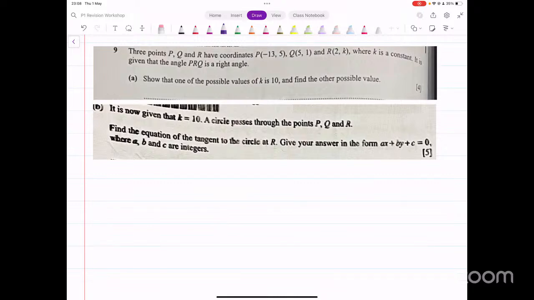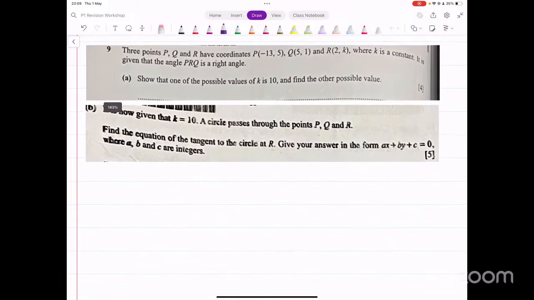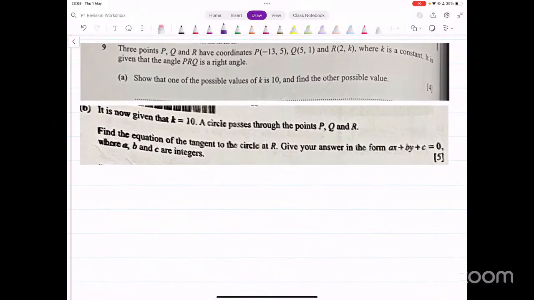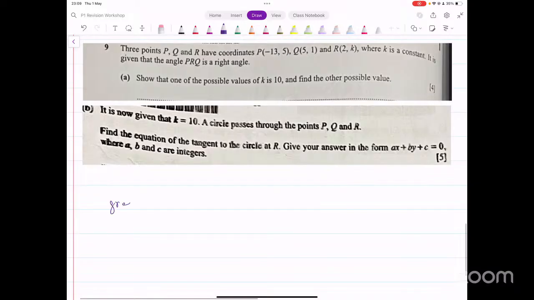So how do we think about this now? We have to find one of the possible values of K and also the other possible value. PRQ is a right angle, and the right angle is at R. Let's find the gradient of PR. What does that turn out to be? K minus 5 divided by 2 minus 13. That becomes plus 13, so you have K minus 5 over 15. That's the gradient of PR. Then you find the gradient of RQ and see what that turns out to be.